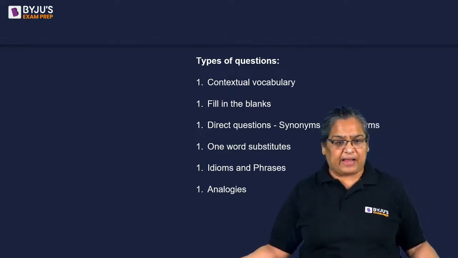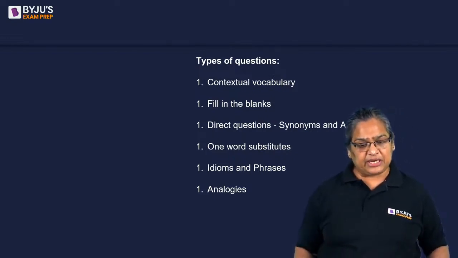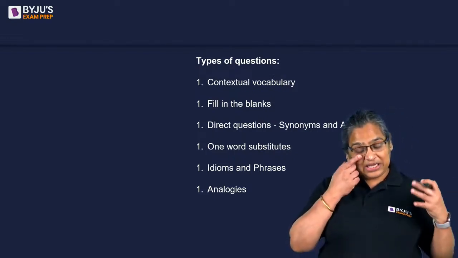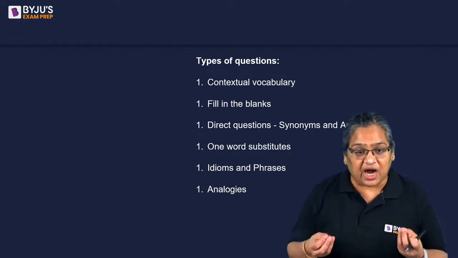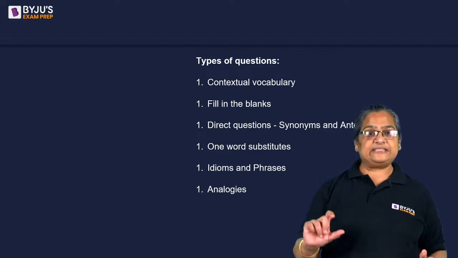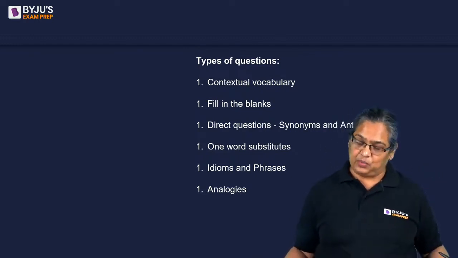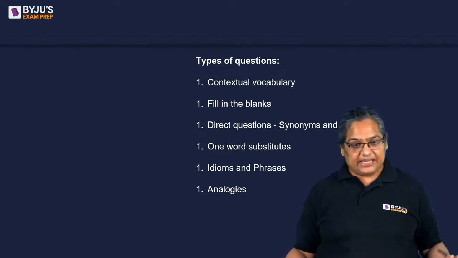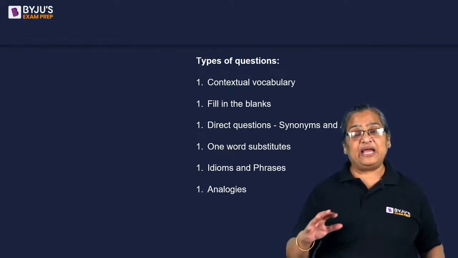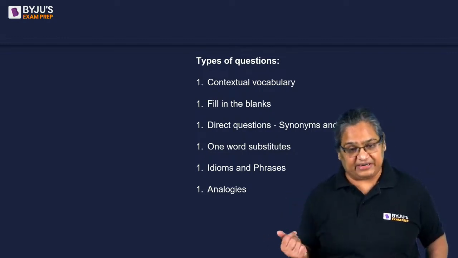All right. So contextual vocabulary is one of the types of questions. What do you mean by contextual vocabulary? The easiest way. You are given a clue. You are given a chance to guess the meaning of a word. A sentence is given to you and you are asked what is the meaning of the underlined or highlighted word. Right? So that is quite easy, but only if they choose a sentence where the meaning is evident.